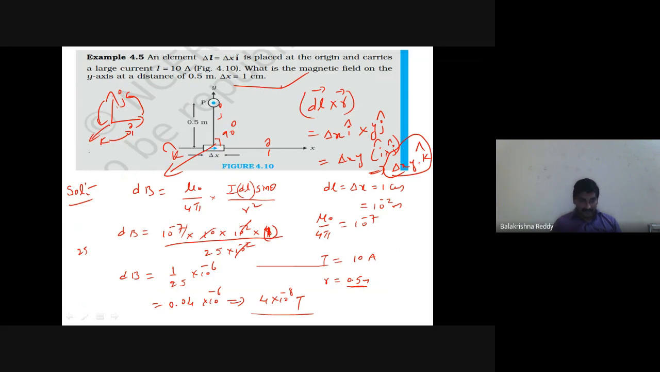Are you following? This is the cross product property. By this way we can understand in which direction the magnetic field is acting. This dot indicates perpendicular to the page in the z direction, indicated by the unit vector k. This is one conceptual problem with respect to direction.